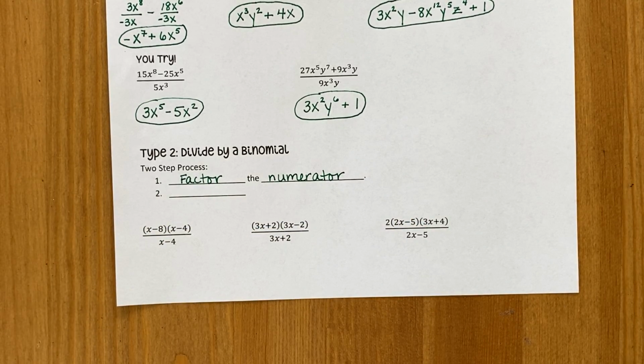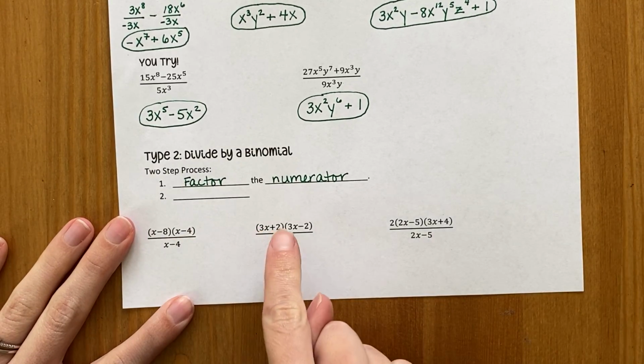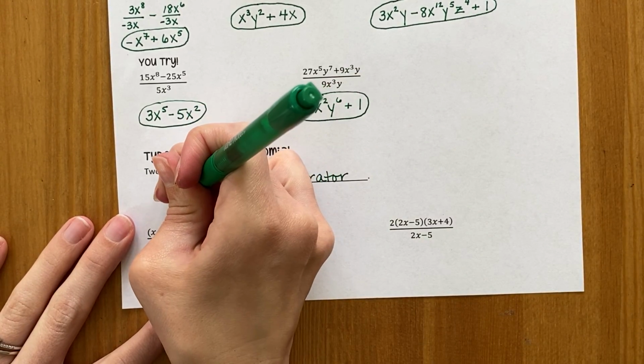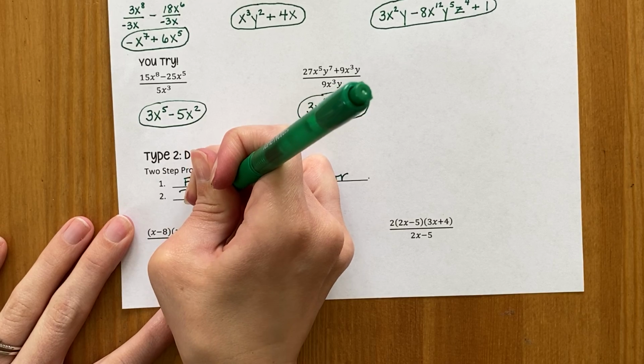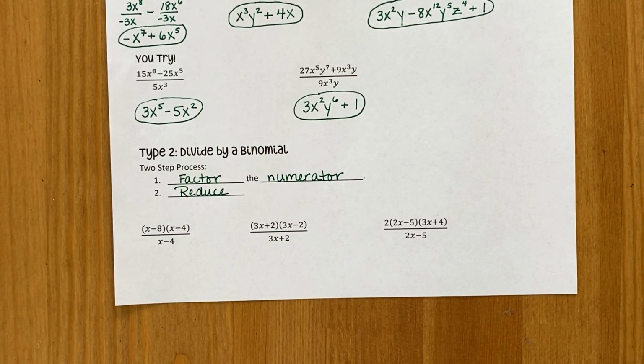So it's where it's already split up and looking like it's ready to go. Once you have a factored numerator, then all you have to do is reduce. Factoring is actually the hardest part of these problems, but because we haven't looked at factoring yet, we're going to take that part out of here and just kind of introduce you to division by a binomial.